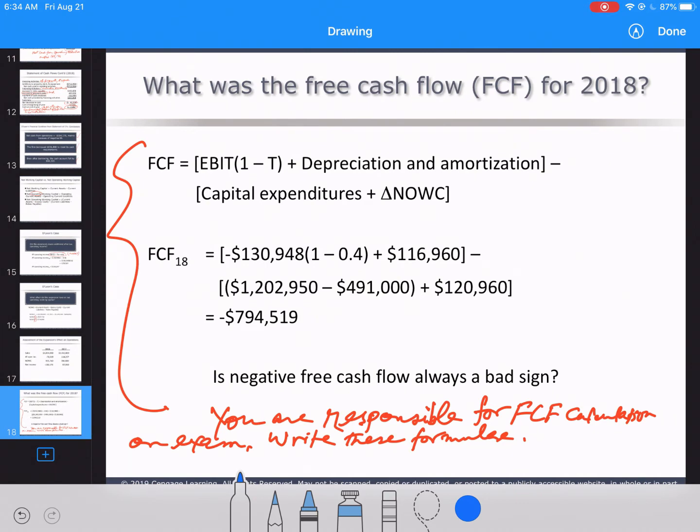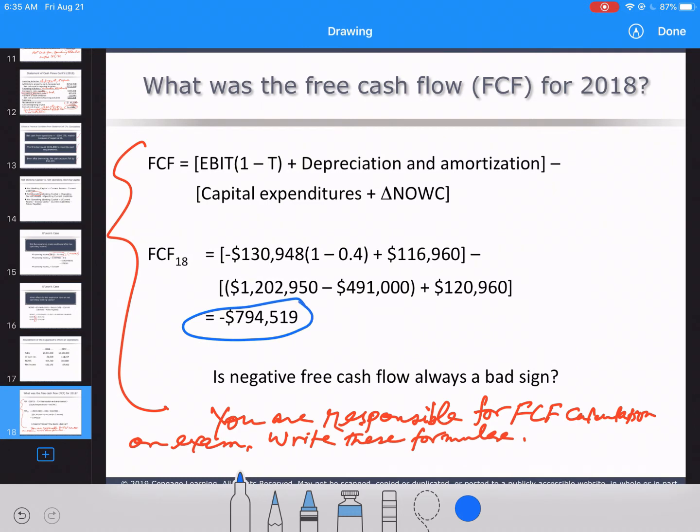Then all of these you can put on a formula sheet, because on the exam you need to have ready access to the formulas. You have got the books and the notes and so forth, but the most important part is this, because you won't have time to figure out the formulas. So put this formula on the formula sheet, and when you put all those numbers in here, we get FCF for 18, which is a negative number.